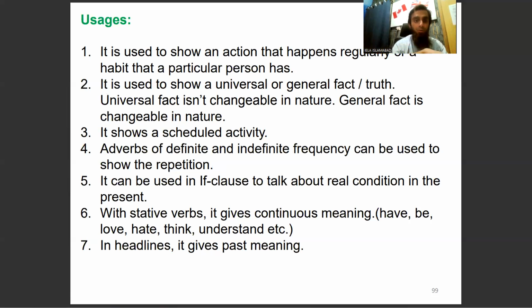Yes. Good. It is very easy and interesting. Now, there are some usages of present simple tense. And listen to it attentively.